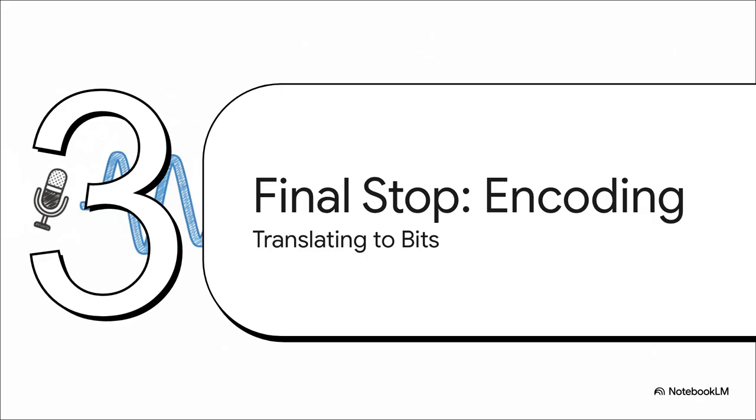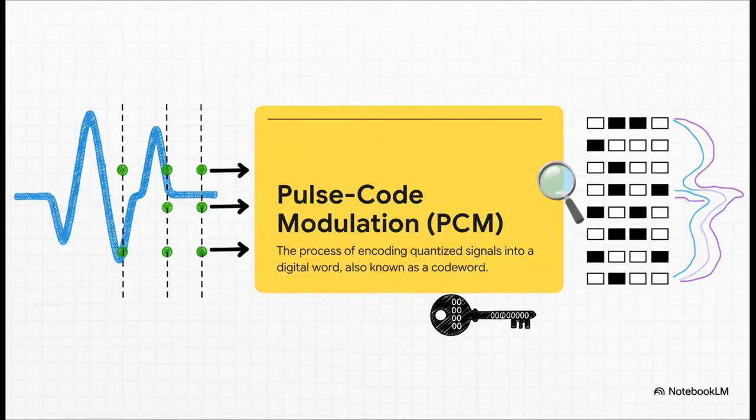Okay, let's recap. We've taken our snapshots by sampling, we've measured the height of each snapshot by quantizing. We're on the home stretch now, the final stop on our journey. Encoding. This is it. This is where we finally translate everything into the ones and zeros that computers actually speak. Now, the official name for this is pulse code modulation, or PCM for short. It sounds super technical, but I promise, the idea behind it is incredibly simple.